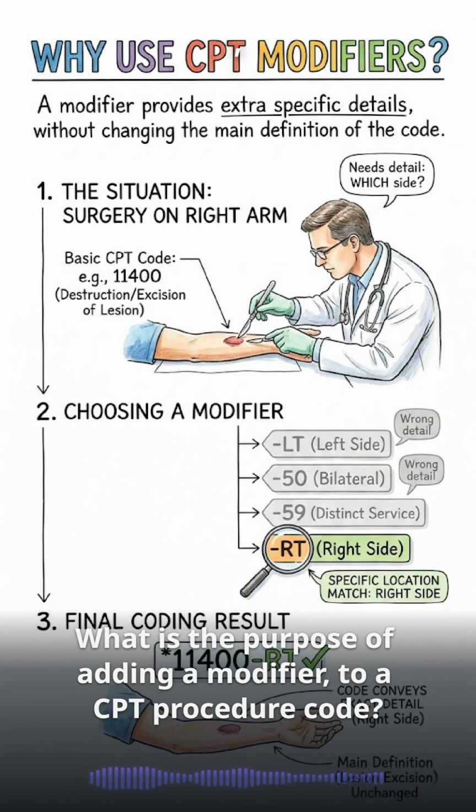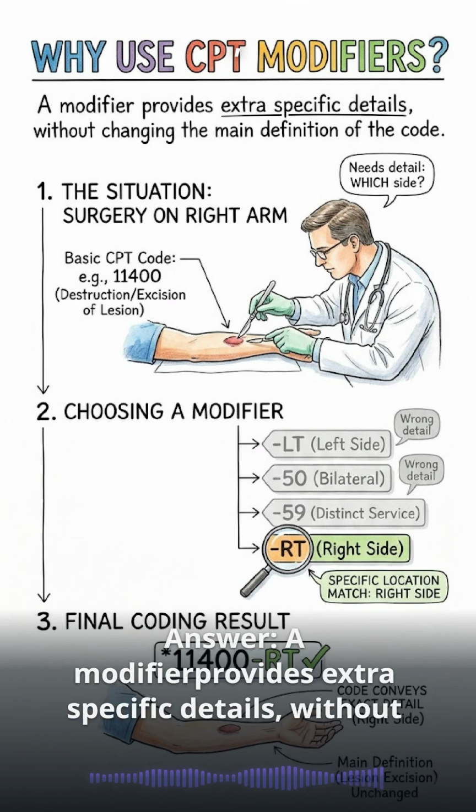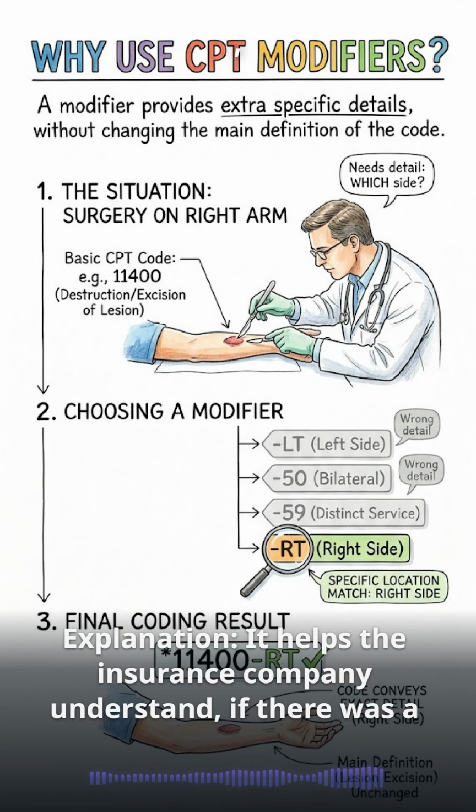22. What is the purpose of adding a modifier to a CPT procedure code? A modifier provides extra specific details without changing the main definition of the code. It helps the insurance company understand if there was a special circumstance during surgery.